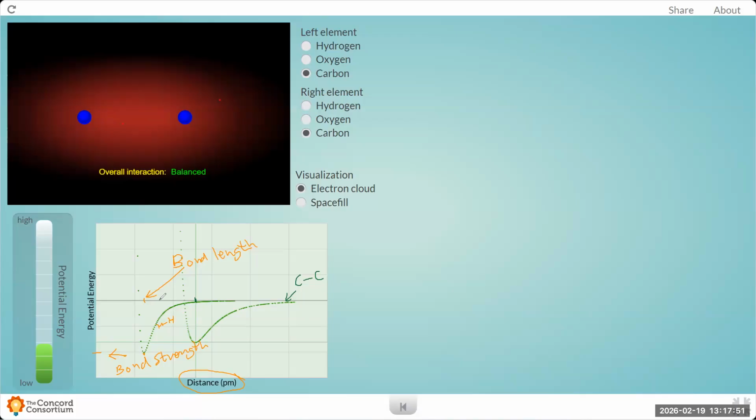That's how we read these diagrams, and you might see them in your next homework assignment, and maybe the exam as well. This is a nice question to have on the exam. I can give you two diagrams like this and ask you which bond is stronger and which bond is longer, just like we did here.